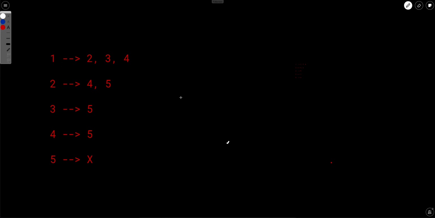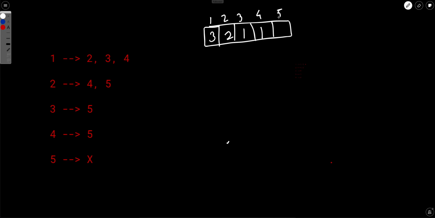So we will do the same thing. First, let's try to build the dependencies array, like how many dependencies for each course are there. So for one, there are three dependencies. For two, there are two dependencies. For three, there is one dependency. For four, there is one dependency. And for five, there is no dependency.